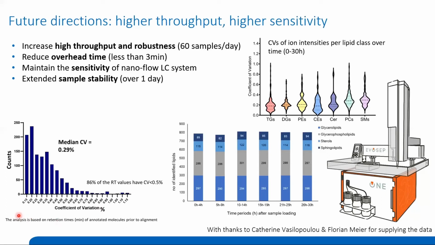And there's been some preliminary data that was presented at ASMS, which shows that with the EvoSep1, we get very good reproducibility in the retention time values, as well as very good stability between different lipid classes. Here you can see different time points for the analysis of different samples and the distribution of different lipid classes which are observed from the analysis. This stays pretty stable throughout the 30-hour time points.